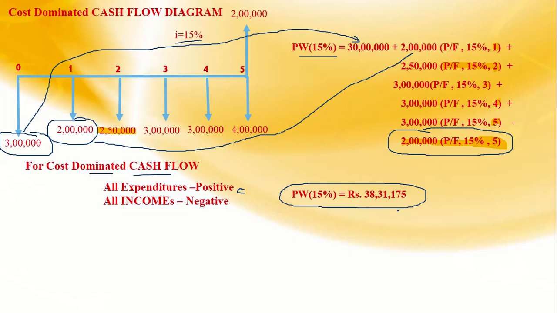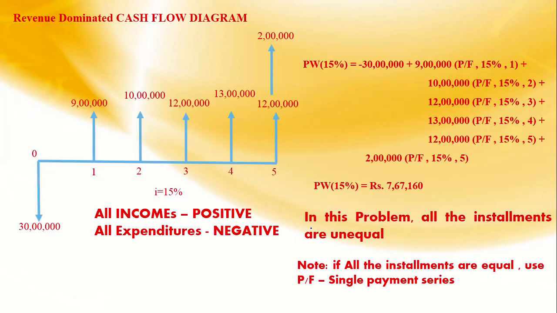We have completed the first half of the problem. Second is the revenue dominated cash flow. They gave revenue data also. The initial principal investment is the same.